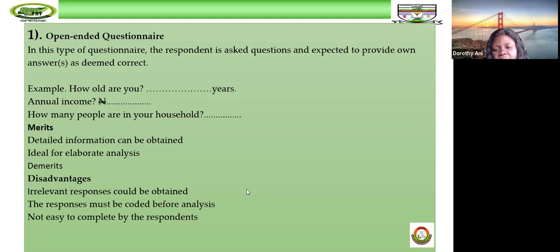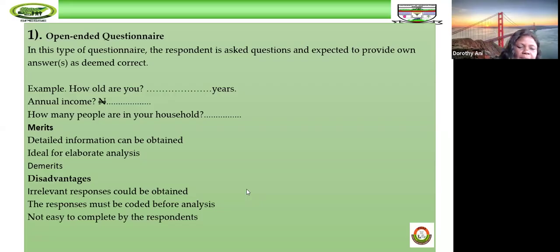You allow the person to give you the raw figure. So, how many people do you have in your household, annual income? But remember to put in naira for the person. So, what are the advantages of this open-ended questionnaire?